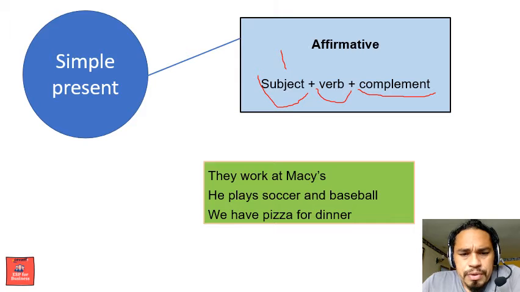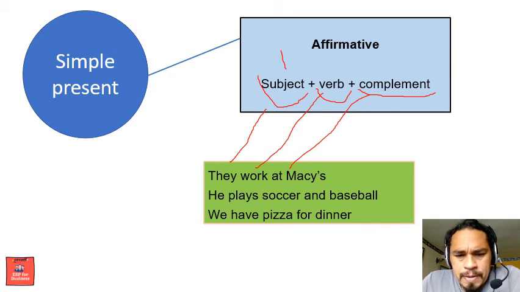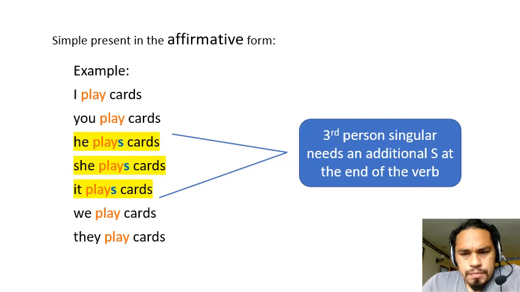we have some examples here. They work at Macy's. They, the subject, work, the verb, and we have a complement of place, which is at Macy's. He plays soccer and baseball. Subject, verb, complement. We have pizza for dinner. Subject, verb, complement.